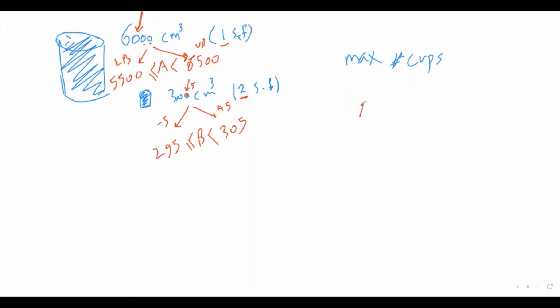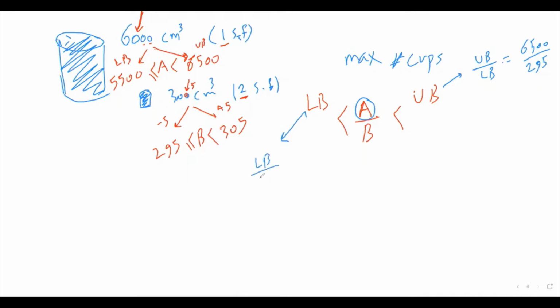And now the question is A over B. We want to know the upper bound and lower bound for A over B, right? So if you recall, if you want to get the upper bound, you should choose the upper bound for A and divide it by the lower bound of the denominator, which is B. In that case, it is 6,500 divided by 295. And for the lower bound, we divide the lower bound of the numerator by the upper bound of the denominator, which in this case, it is 5,500 divided by 305.